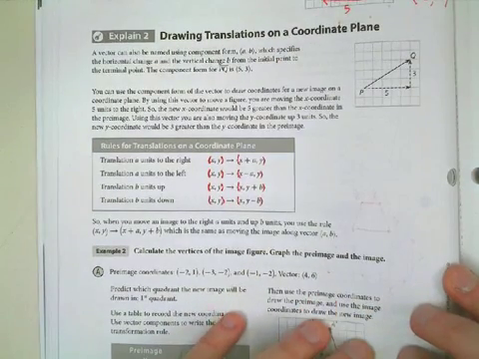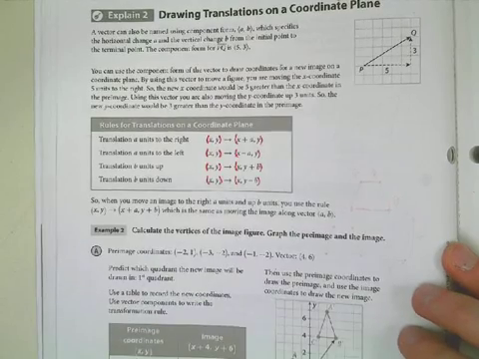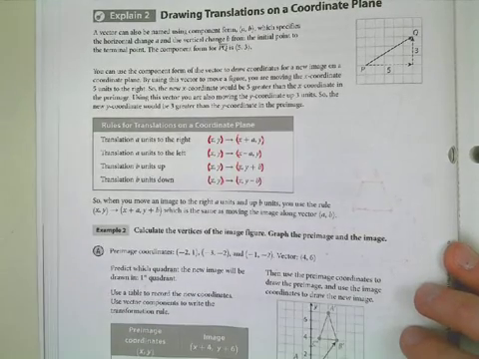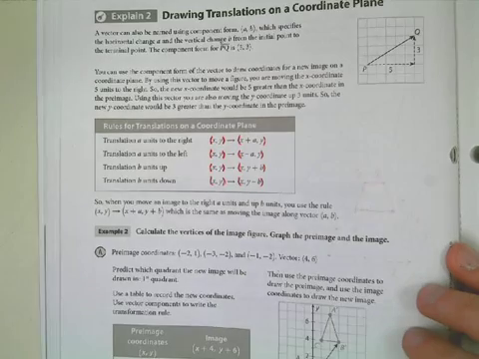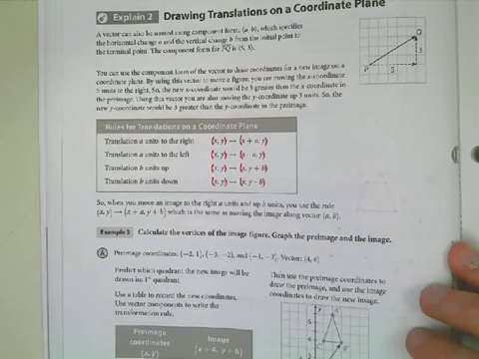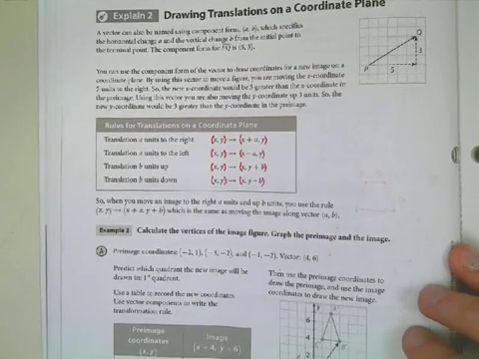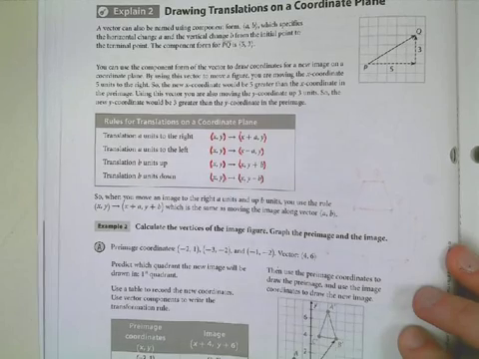This is like those rules we saw yesterday, where if we reflect over the x-axis, that takes x, y and changes it to x comma negative y. Okay, that's this kind of thing right here. But again, this is pretty straightforward.